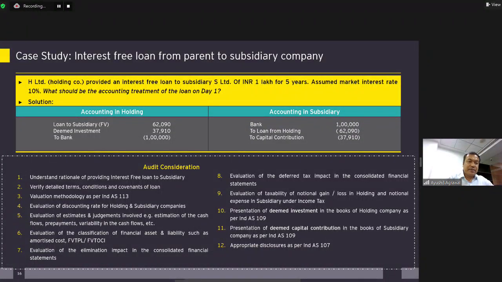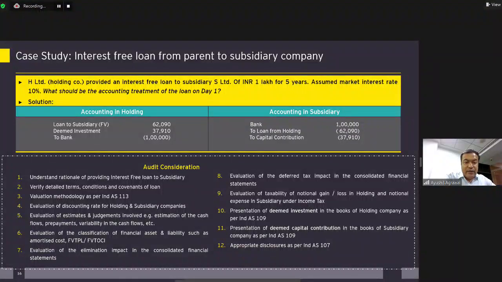Now, this is a transaction. And if you see, as an auditor, it's not only determining the recognition and measurement requirement or everything, but the auditor should actually understand the entire cycle of this transaction in order to audit the same.